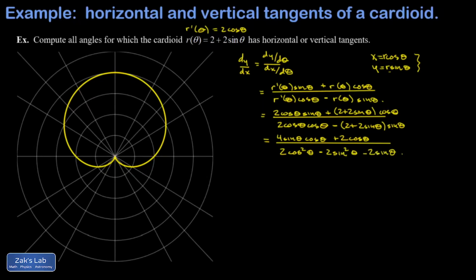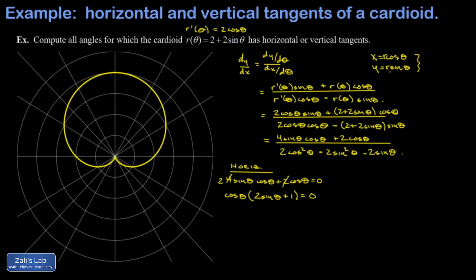So to find horizontal tangent lines, we're looking for where the numerator of this thing vanishes. And I can divide a 2 out of this equation. And I get 2 sine theta cosine theta plus cosine theta equals 0. And our goal here is to find the thetas where we have horizontal tangent lines. Well, I can factor out a cosine. And I get cosine theta times the quantity 2 sine theta plus 1 is all equal to 0.